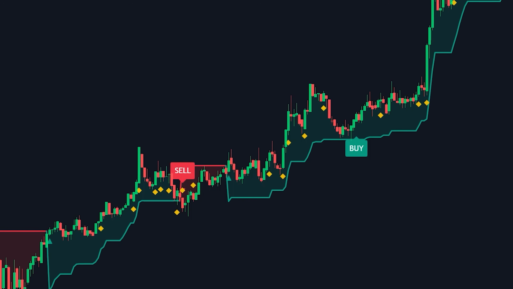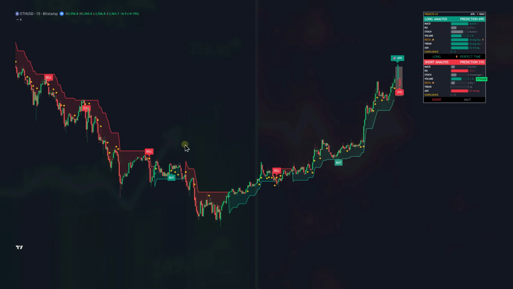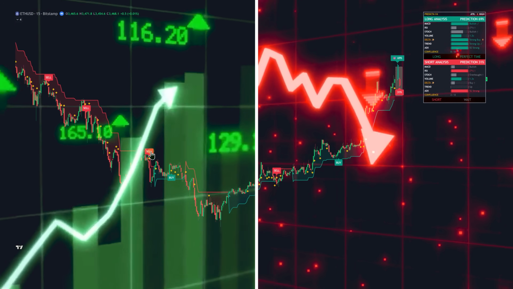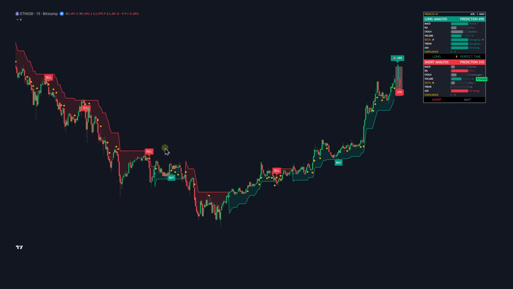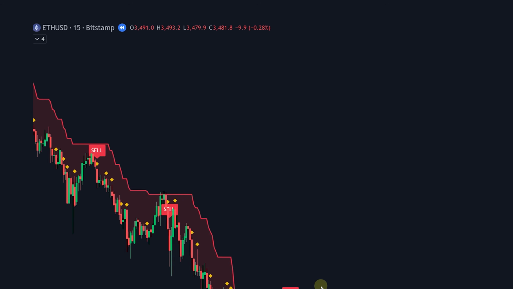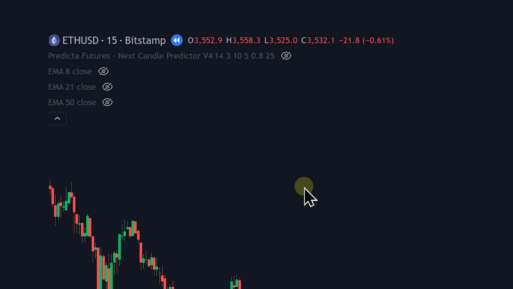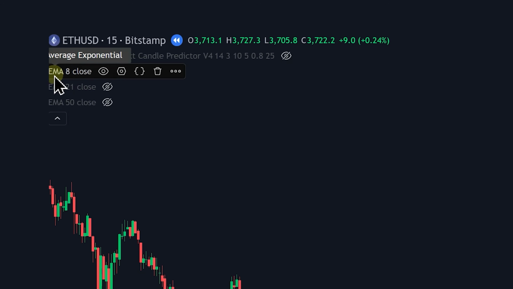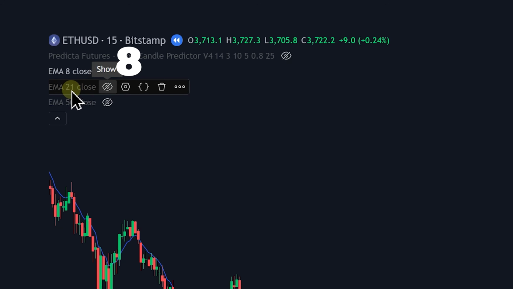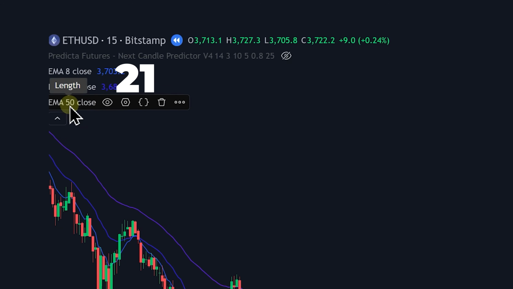And then we have the buy and sell labels. These labels are generated based on bullish and bearish crossovers between 3 EMAs. The 8-period EMA, the 21-period EMA, and the 50-period EMA. If we were to add the 3 EMAs quickly to the chart, as you can see here, I changed the first EMA length to 8, the second EMA length to 21, and the third EMA length to 50.